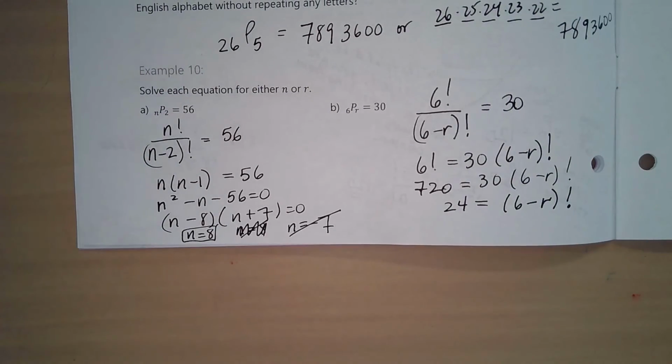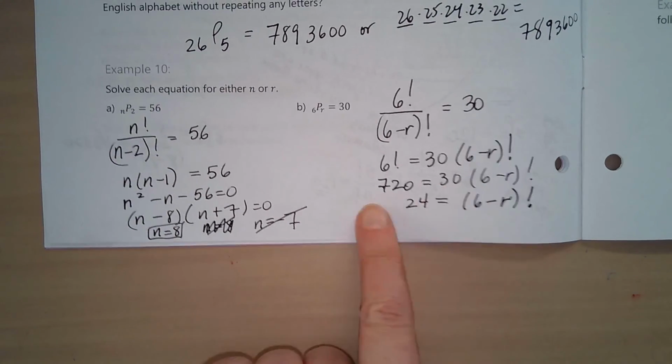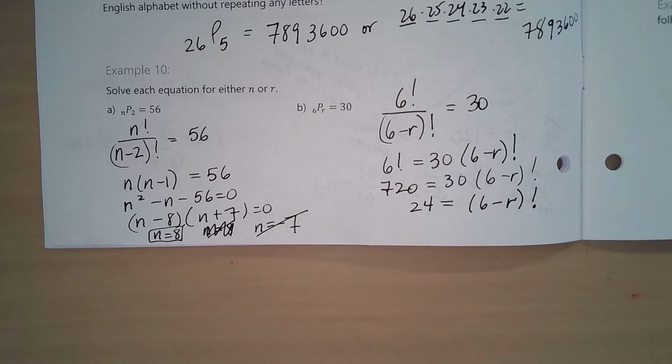So when you're solving for r, it's a little bit different. So let's think closely. 6 minus r factorial equals 24. So some kind of factorial equals 24. Does that ring any bells? Yeah, okay, how did you think about it first? Where would you have stopped, Eileen?